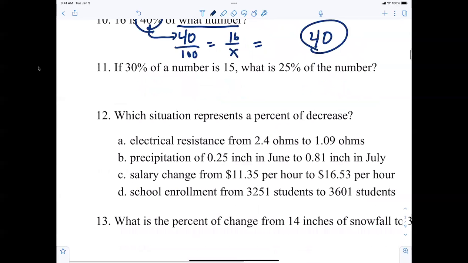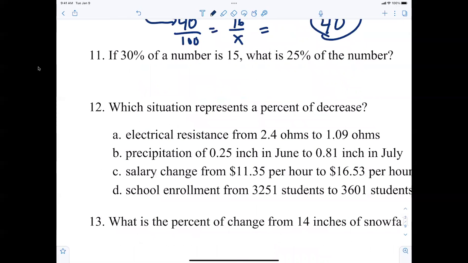What do you want to do? Let's just find the number, okay? So to find the number, I want you to solve this. So how do I do that? 30%. How do I write 30%? How do I write that? Yeah, 0.3 of means what?